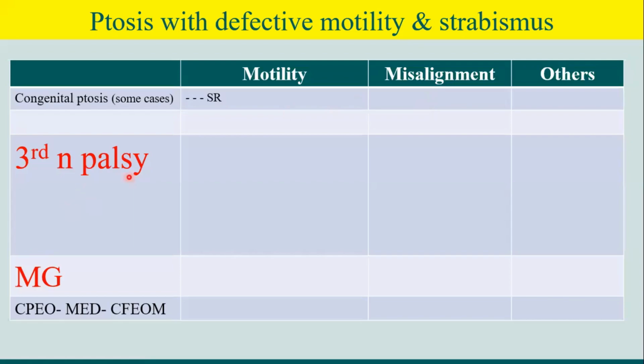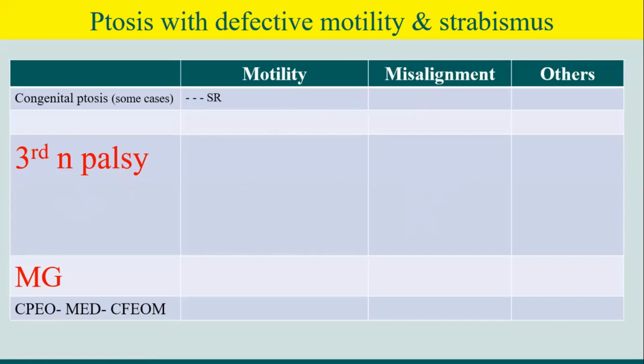How about third nerve palsy? What is the misalignment if we are going to fill in the blanks here? What is the expected misalignment in third nerve palsy? The eye will be down and out. Okay.